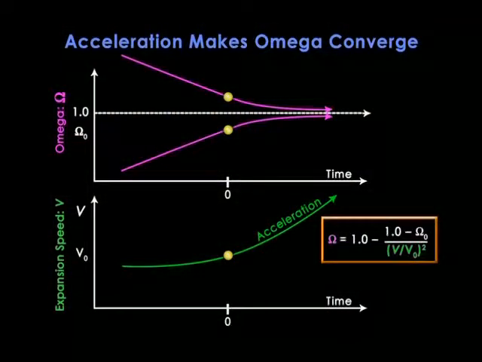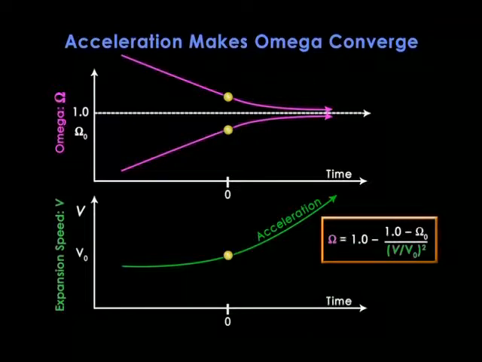Now at this point, I hope you're beginning to guess at a possible solution to this problem. If decelerating expansion drives the universe away from flat, maybe accelerating expansion drives it towards flat. And in fact, it does. Here are the exact same curves, but for an accelerating expansion. V0 now increases, so the ratio goes to 0, so omega rapidly converges on 1.